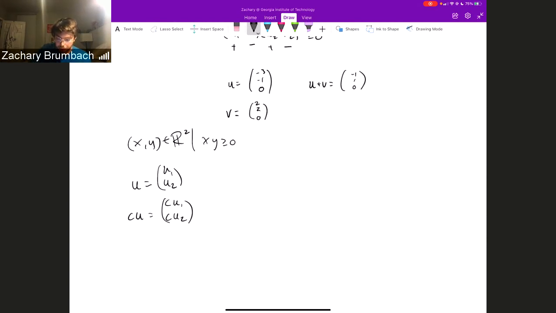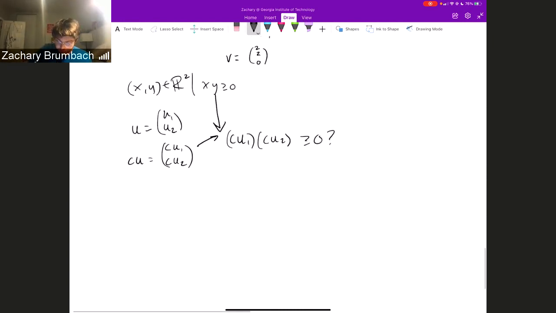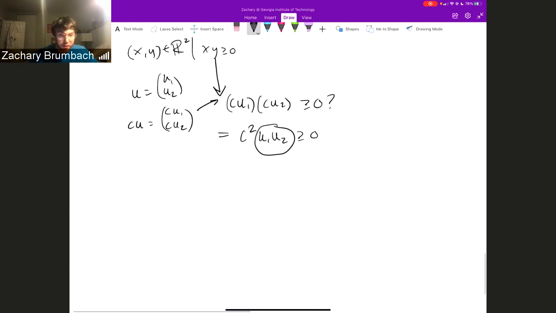Okay, so applying this condition to this, we get cu1 times cu2, and we're asking, is this greater than or equal to 0? So we multiply this out, and this gets us c squared u1 u2, greater than or equal to 0. Regardless of whether c is positive, negative, or 0, c squared is either positive or 0, which satisfies this condition. And we know also that u1 and u2 satisfy this condition, because that's what we started with. Does that answer your question?